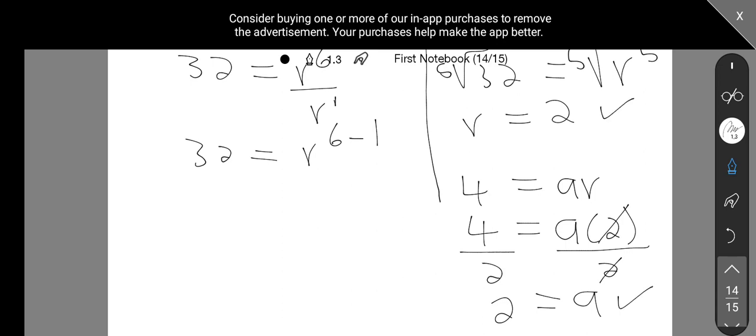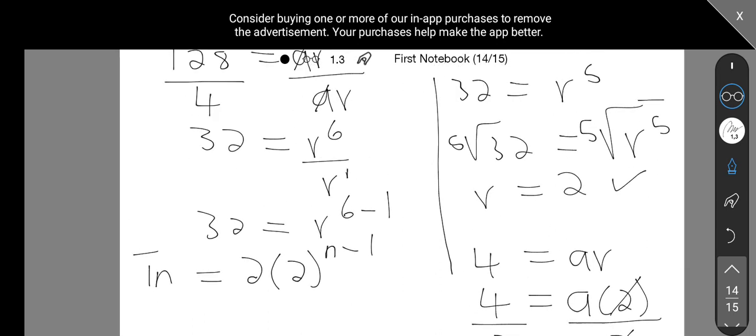Then your equation becomes Tn is equal to the first term, that is A, that is 2, multiplied by R, that is 2, to the power of n minus 1. And we have answered the first question.